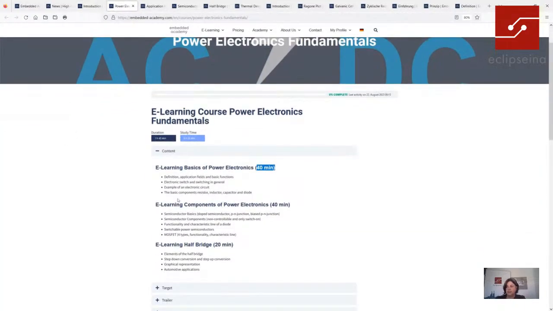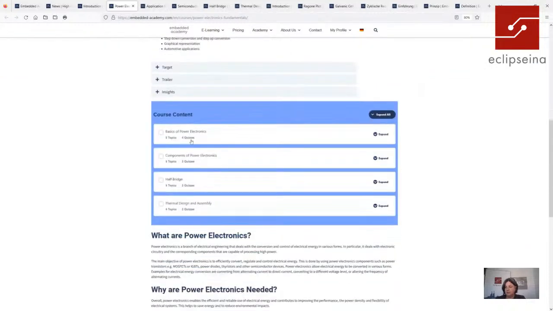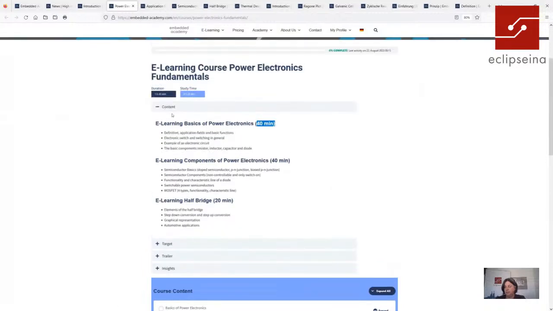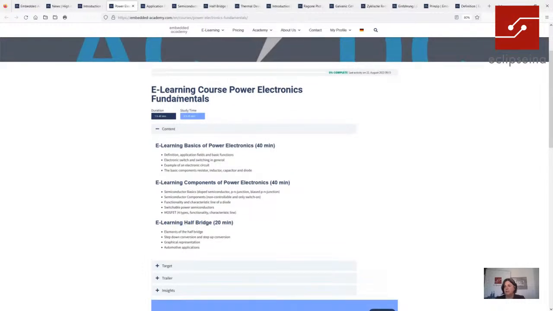So this was the introduction, and now a short look into the course. Like I said, here you already have 4 parts which are available, and the website is currently being updated because we're releasing it. And this is the description of the e-learning course, Power Electronics Fundamentals. So first we start with the basics of power electronics, definition, application fields, and basic functions.